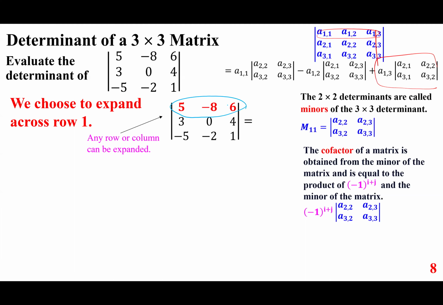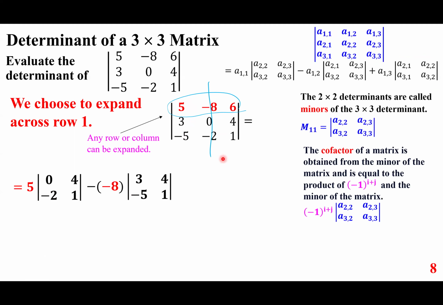So this one will remain, right? So if I want for the first one, I'm going to use a different color. So I'm going to drop this one. So this becomes 5 times this matrix, this determinant, okay? Then it alternates, -8. Now I'm going to multiply the -8. I'm going to cross this column out. So -8.